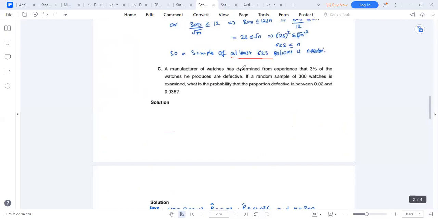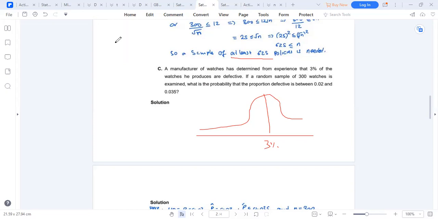Part C, a manufacturer is determined from experience at 3% defective. So even this is normal distribution, but proportions. In the middle, we have what? 3%. Then we're told that 3% are defective. A random sample of 300 watches is examined. So our N is 300.